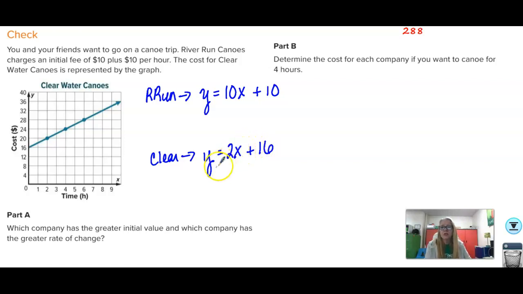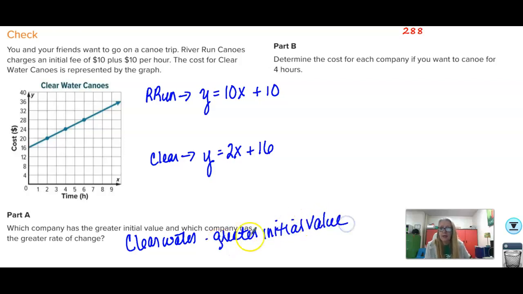Which company has the greater initial value? The company with the greater initial value would be Clearwater. And River Run has the greater rate of change.